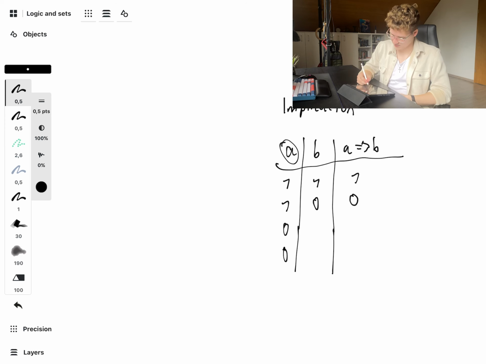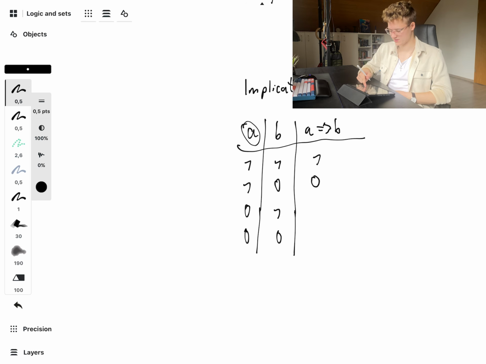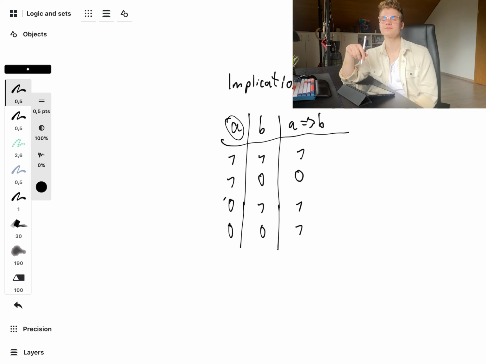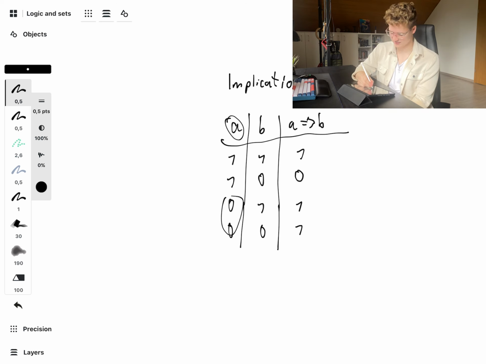Now the last one is if A is false, or the last two. What happens then? If we have an incorrect starting point, we can prove anything. So from an incorrect starting point, anything you prove is valid. So that's true in both cases. Why does this work? You can kind of imagine it like an innocent until proven guilty approach. So if you have evidence that isn't true, then you can't prove somebody's guilt based on that. Okay? So these have to be still innocent, which is one.